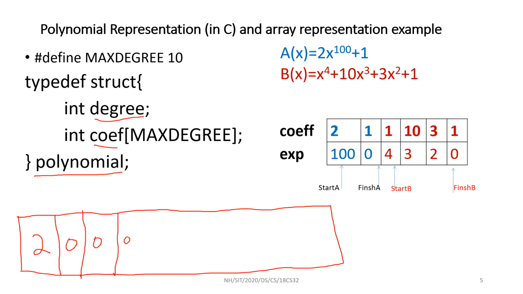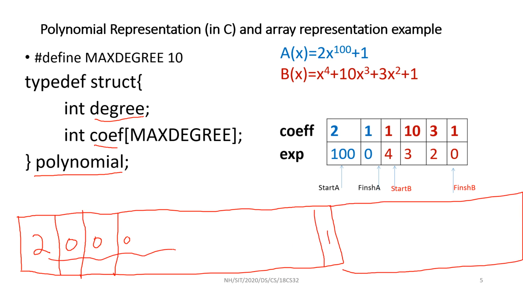After this, we go for the next polynomial. This much space you have to reserve. Finally here we get 1. All these are 0, because we don't have any terms of that exponent. It is a waste. This particular method is wasting memory.